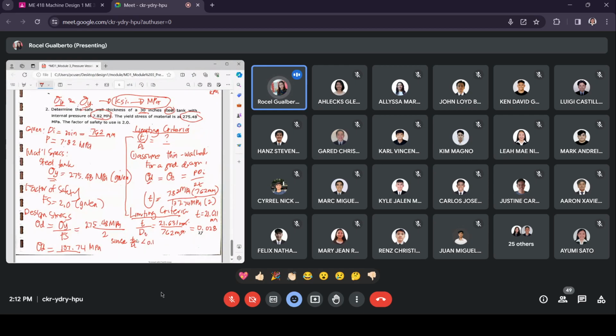I do not want to see that you state here T over D sub I less than or equal to 0.1. No. You see the value here, 0.028, and that is definitely less than 0.1. So I do not want to see here or equal to 0.1. Okay? So hindi po. Less than 0.1. So since the value is less than 0.1, it is really thin walled. Therefore, it is thin walled. Therefore, you use this thickness.